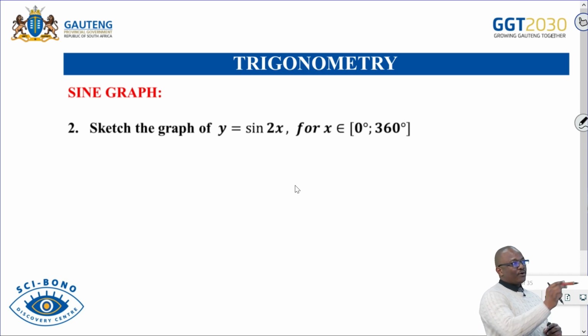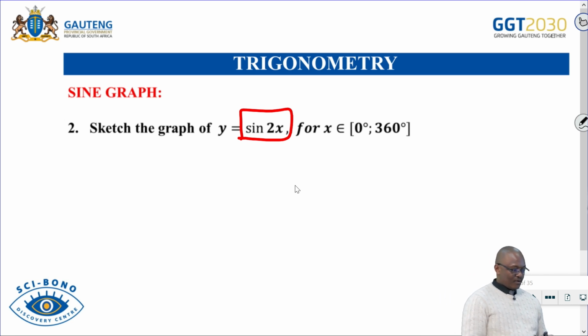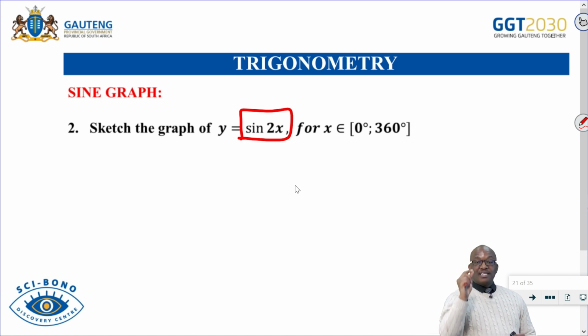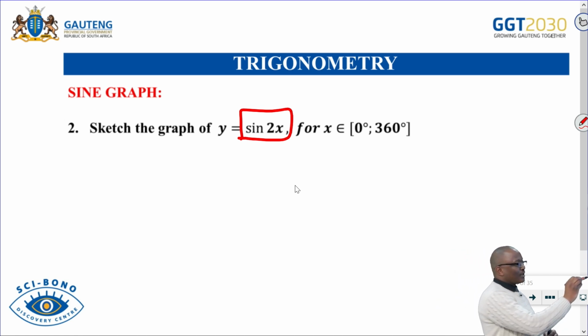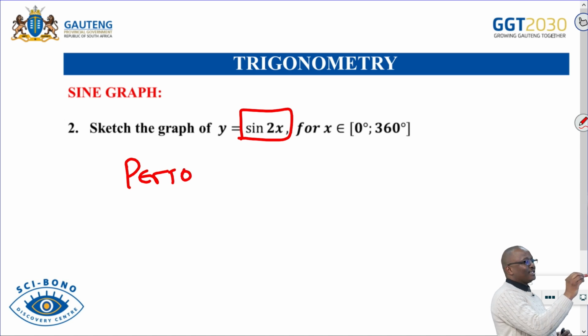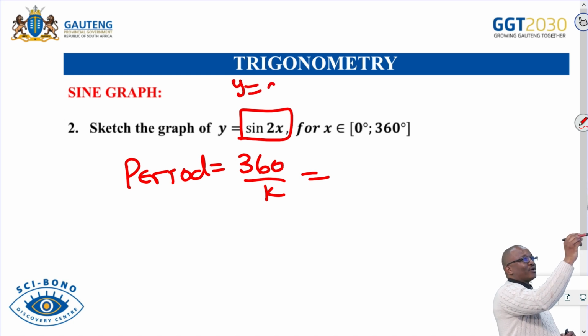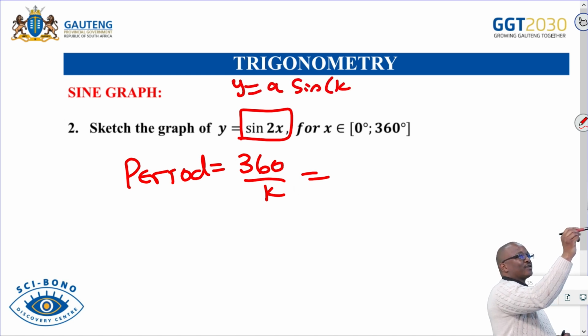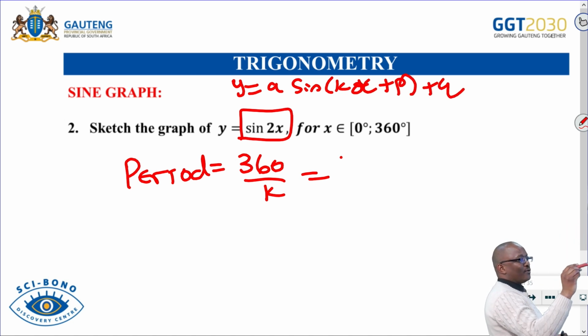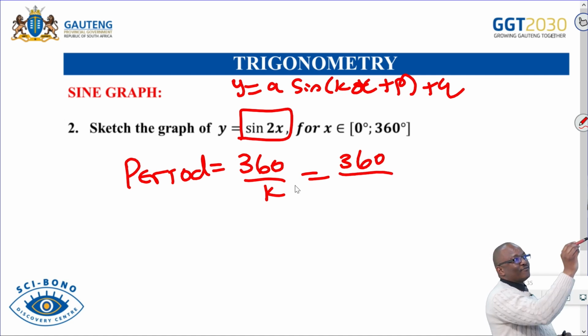So now, let's look at the sine graph. But now, with the sine graph, we have the effect of k. And we're saying k affects our graph. So now, if we want our period in this case, we're saying 360 divided by k, and we know very well that our graph will be y is equal to a sine of kx plus P plus Q.